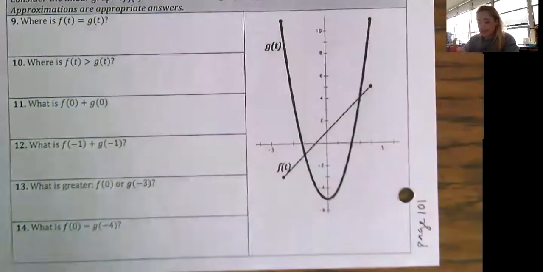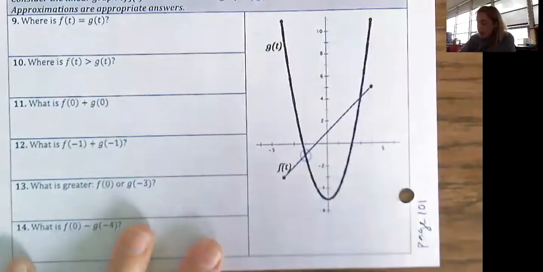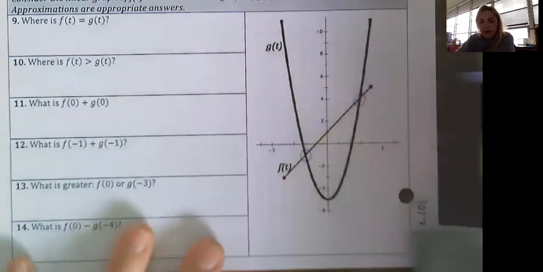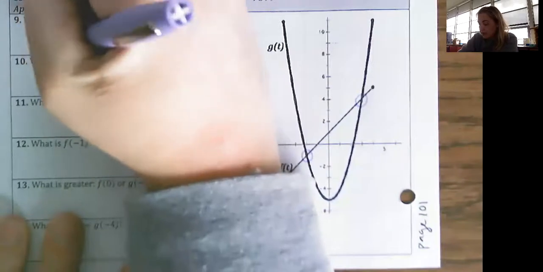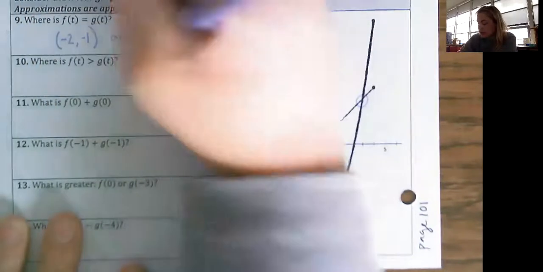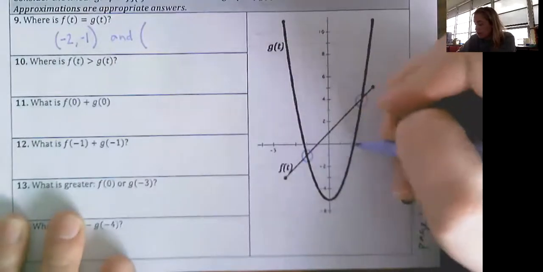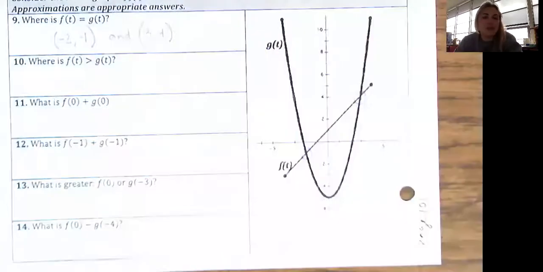There are only two places where that happens. One of them is right here, the other right here. And those two places are -2, -1, and to the right 1, 2, 3, up 4. So -2, -1, and 3, 4.